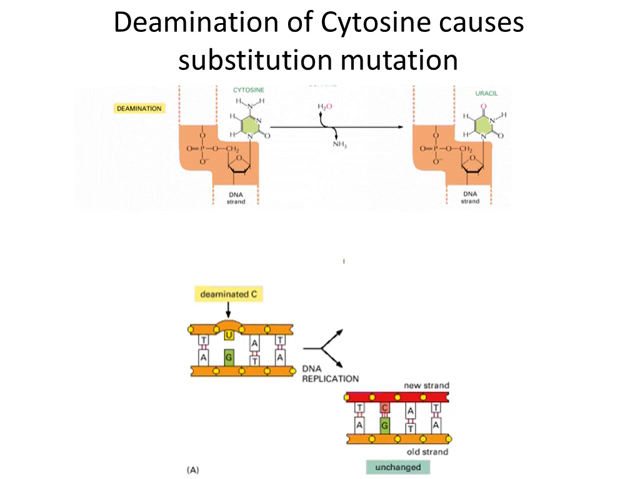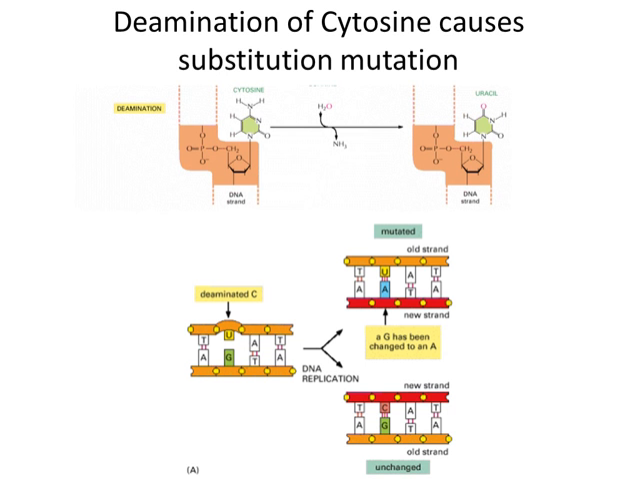So the normal strand gets replicated, everybody's happy. The other strand gets replicated, and now look what's happened. Instead of a G in the new strand, it's become an A. Okay? So this purine G has been replaced with an A. So you've created a mutation that is referred to as a transition. That's the type of mutation, a transition.